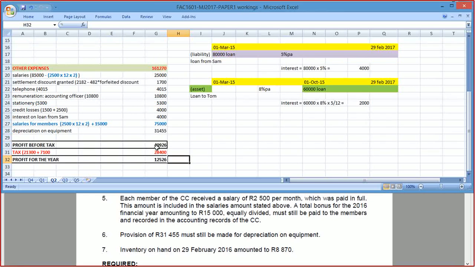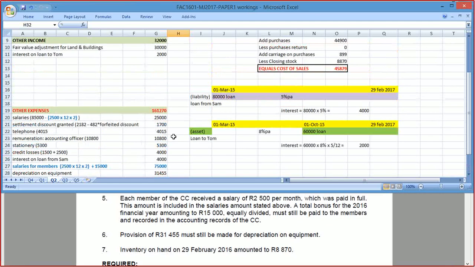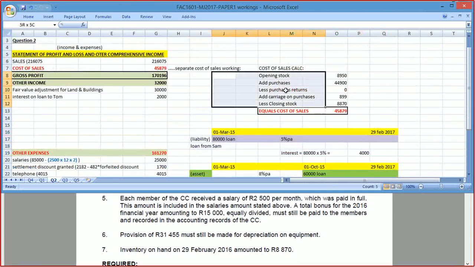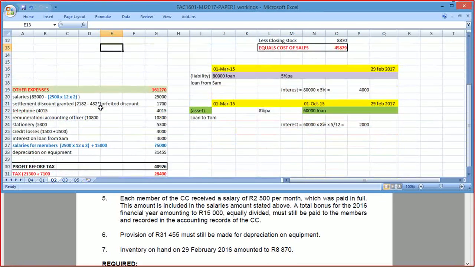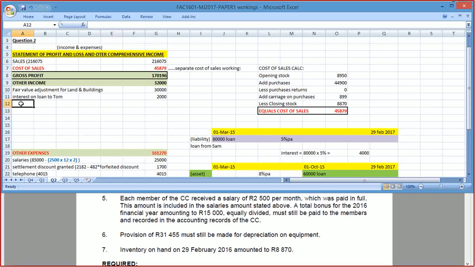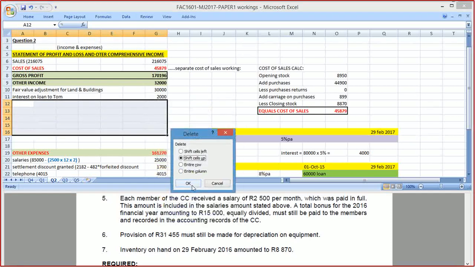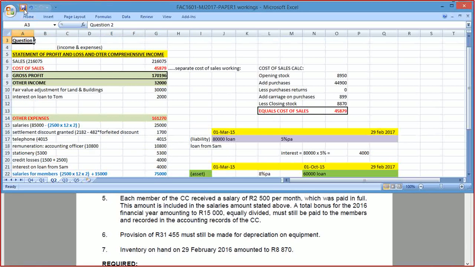You know, as I said, it's so similar to your FAC1601 because even the type of adjustments that they give you are very similar. It's like working out interest, working out depreciation, working out cost of sales. Okay. Happy with that? Yes, I am. Good. Right, so let's save question 2.